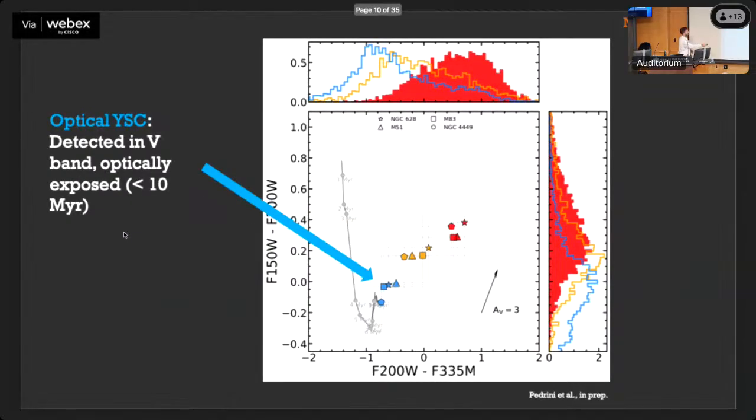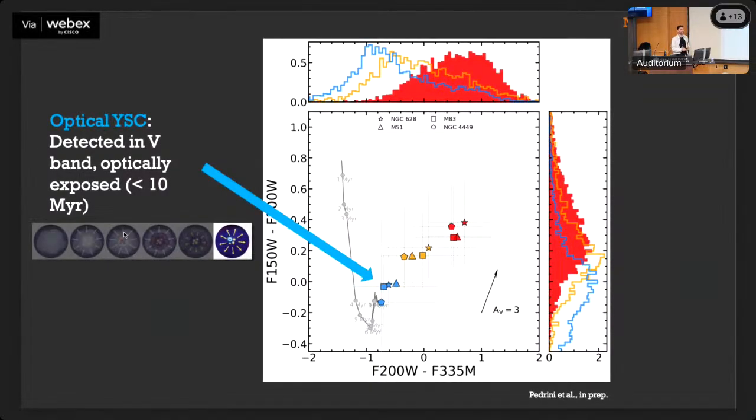And finally, as you see here in blue, at the end of the 1 to 10 million year sequence, we have what we call optical young star clusters. These are clusters younger than 10 million years detected in V band, so they're optically exposed. That exposure might resemble the final stage of this evolution. However, this is not enough to understand this emerging phase.